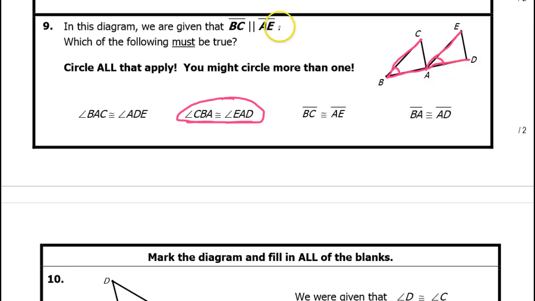Now, that's the only information that we have. We don't know that A is the midpoint or anything else, all right? So we can't prove that the triangles are congruent. So we just can't conclude anything else. Yeah, this is the only thing that we know. So based on the parallel lines, these angles will be congruent, and that's it. We'll circle this, leave everything else blank.